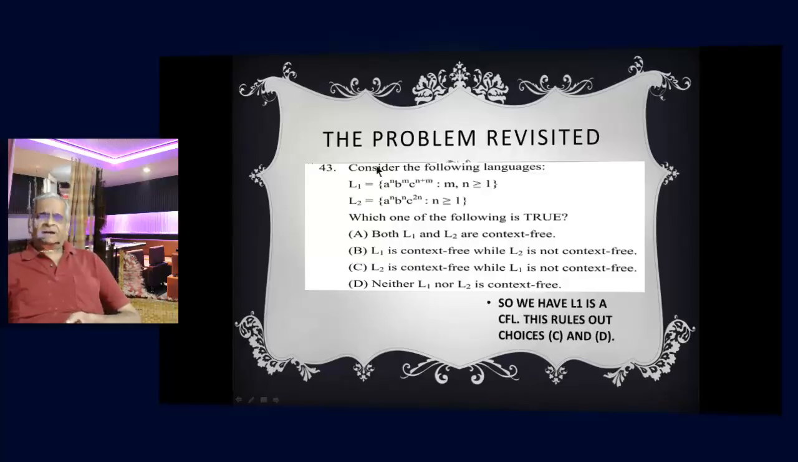So now we can take the problem. L1 is a context-free language. Choice C says L1 is not context-free, which cannot be correct. So choice C is ruled out. We have to choose between choices A and B. L1 is context-free. Now it depends on L2 whether we choose choice A or choice B.